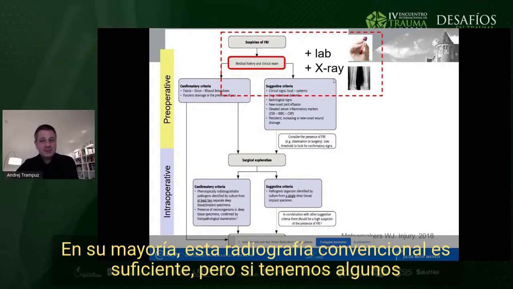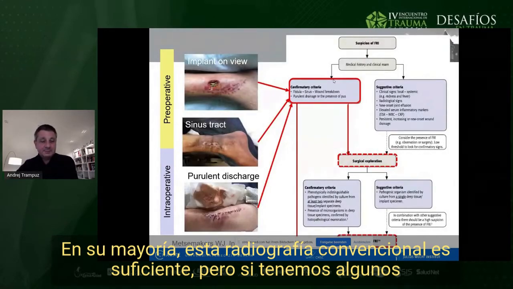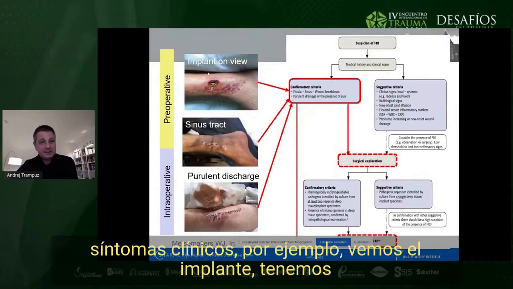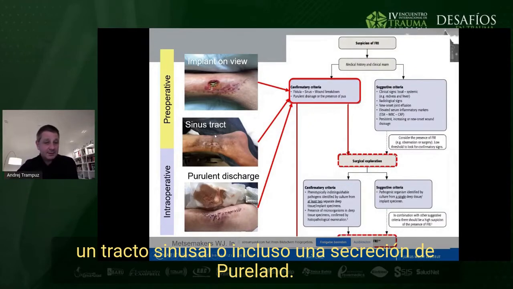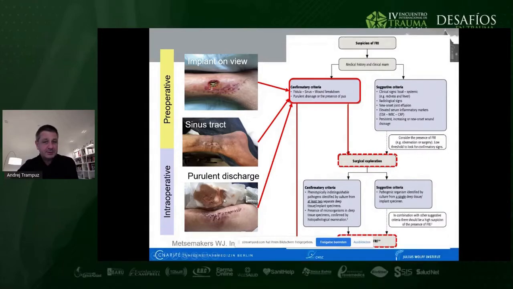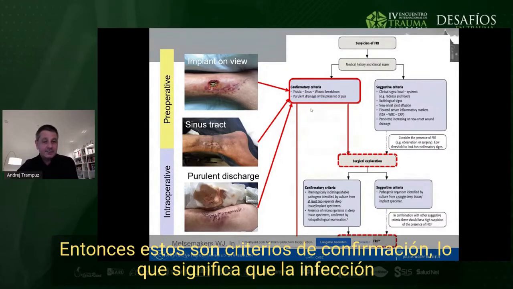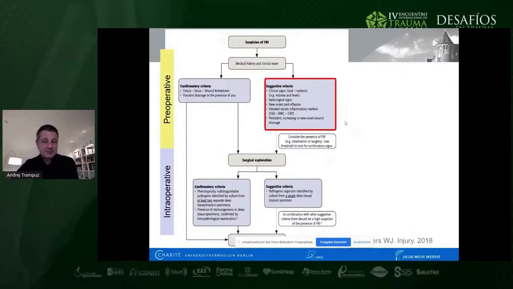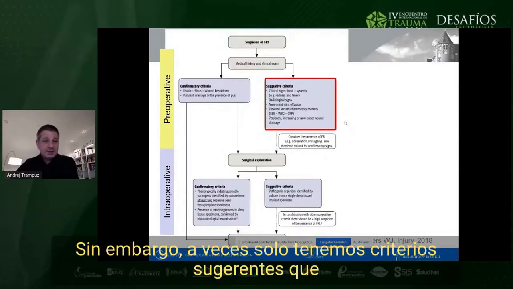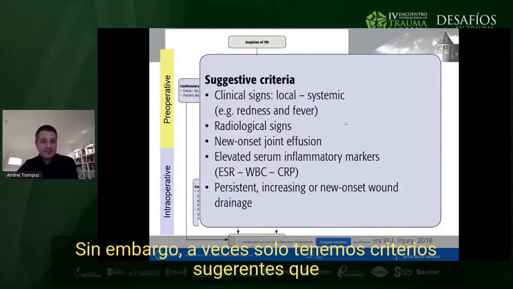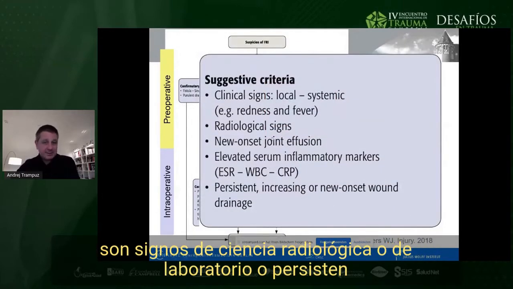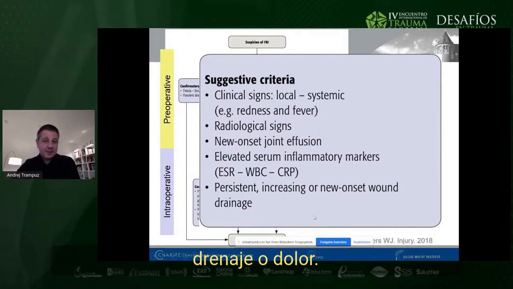Mostly this conventional X-ray is enough. But if we have some clinical symptoms, for example, we see the implant, we have a sinus tract, or even a purulent discharge, then these are confirmatory criteria, which means that infection is diagnosed. However, sometimes we have only suggestive criteria, which are radiological signs, or laboratory signs, or persisting drainage or pain.